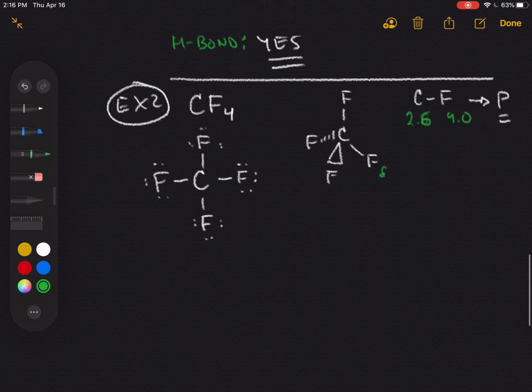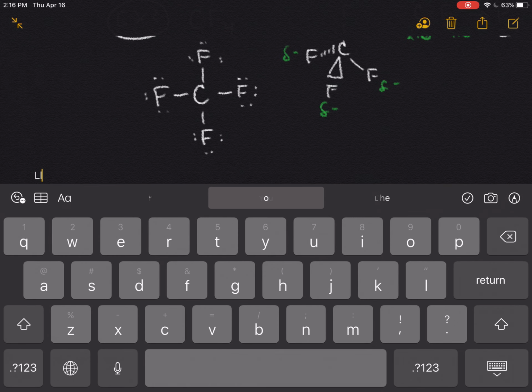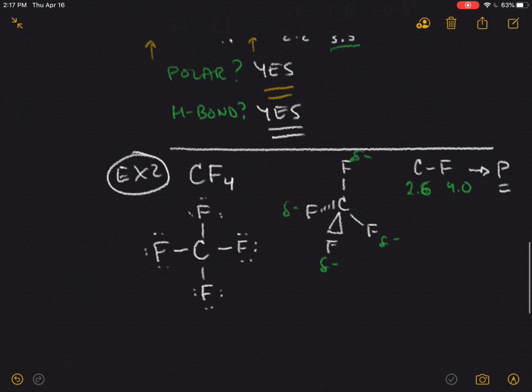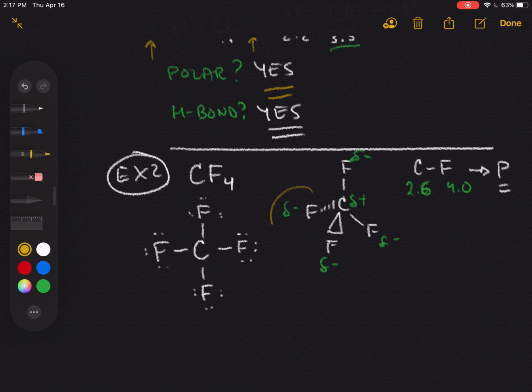And as a result, we're going to get slight negative, slight negative, slight negative, and slight negative at each fluorine. And there's going to be a pretty significant positive charge in the middle there. But because none of these fluorines here is pulling more electrons in that direction compared to any of the other directions, there's not an overall center of negative charge that's different than the center of positive charge. In other words, there are no poles that are forming.